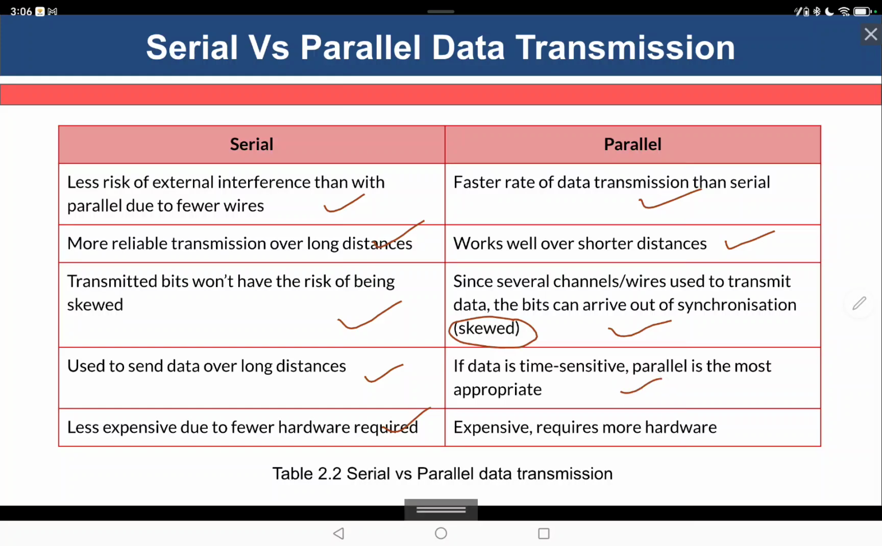Then it is expensive and requires more hardware. Since it needs multiple wires, it is more complex and costly to set up compared to serial transmission.